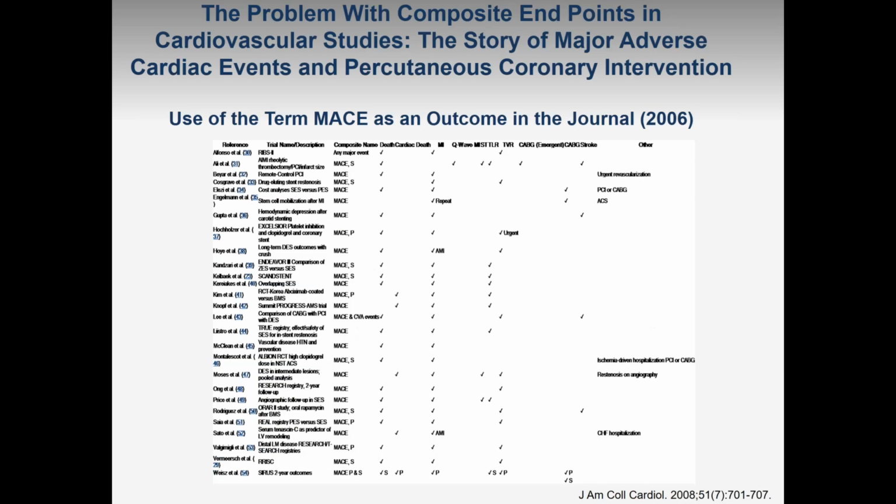What's really complicated is that there are multiple issues with composite endpoints in cardiovascular disease studies. When people look at MACE, or major adverse cardiac events, and percutaneous coronary intervention, this is a list of cardiovascular trials that have been going on, mostly in North America. You can see across the top the composite name and death, cardiac death, MI, with these check boxes. Depending on the type of study, the definition of cardiovascular disease may vary quite greatly.